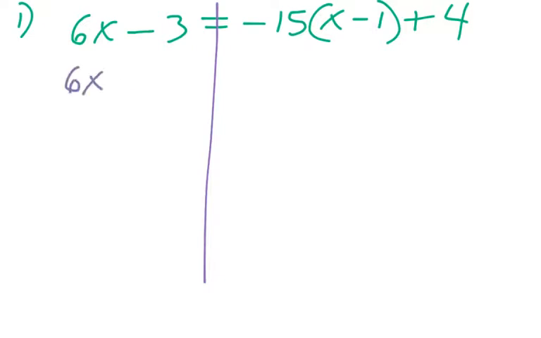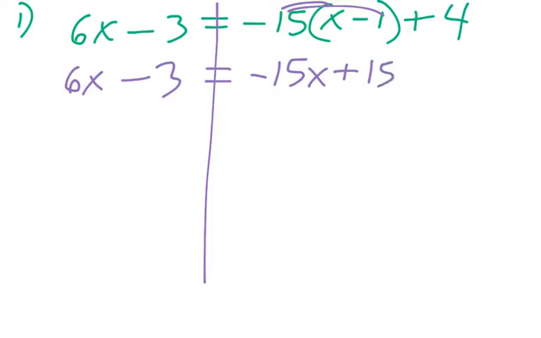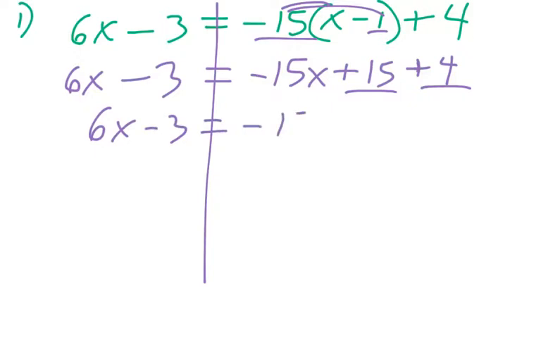On the left-hand side, there's not much we can do. On the right-hand side, we're going to distribute. So we get negative 15x plus 15. Negative times a negative is positive there. Our next step is to combine like terms. So there's only like terms on the right-hand side. So I'll rewrite the left. And 15 plus 4 is 19.